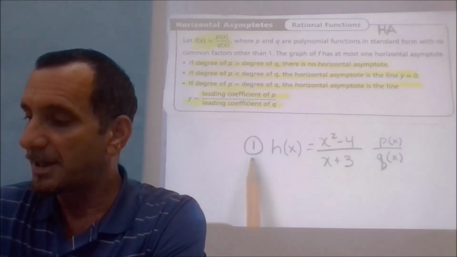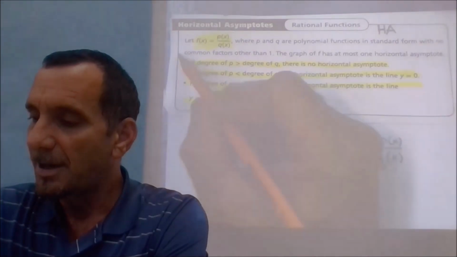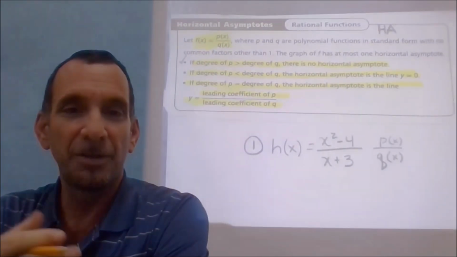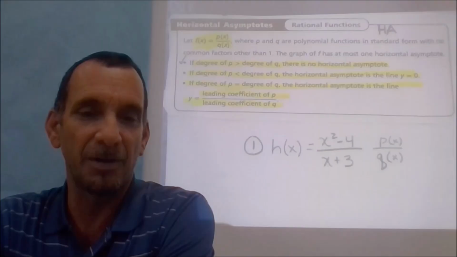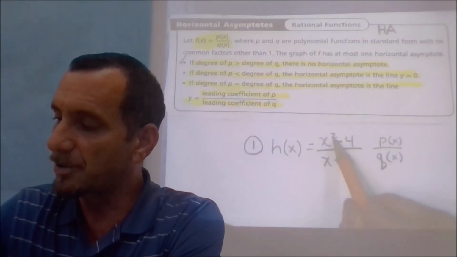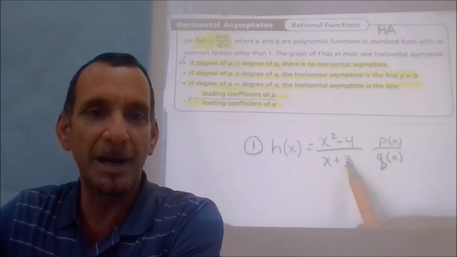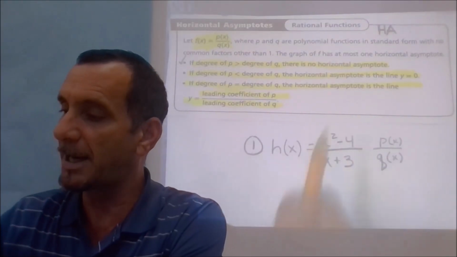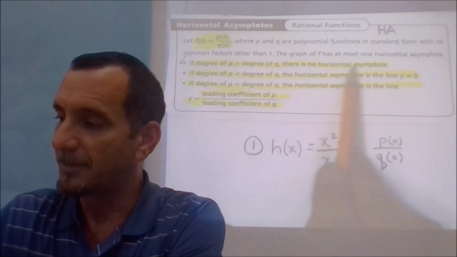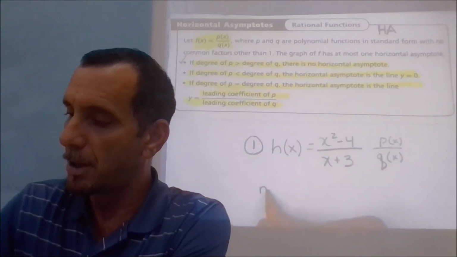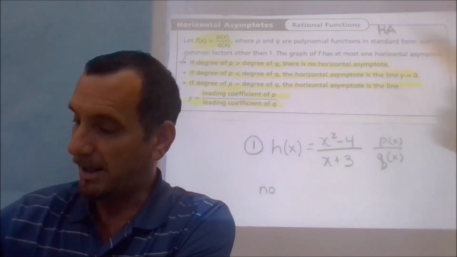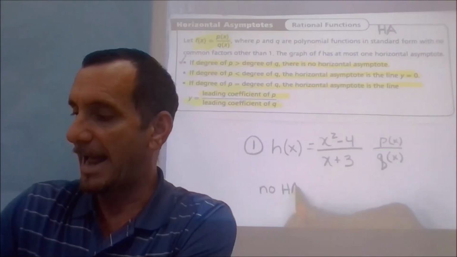So this problem matches the first rule, or the first way to look at a horizontal asymptote, and that is when the degree of the numerator is greater than the degree of the denominator, then guess what? There is no HA, horizontal asymptote.